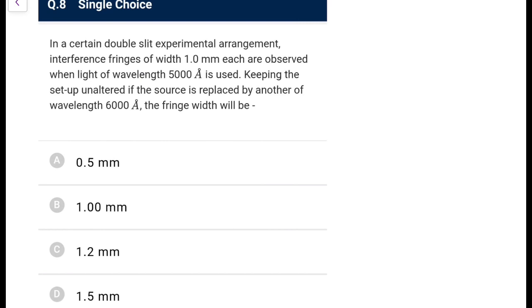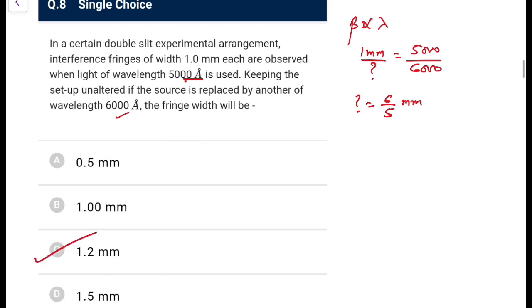Next one, in a certain double slit experiment arrangement, interference fringes of width 1 millimeter each are observed when light of wavelength 5000 angstrom is used. Keeping the setup unaltered, if the source is replaced by light of another wavelength, what you know is that fringe width beta is proportional to lambda. So in the first case it is 1 mm, in the second case that would be proportional to lambda, so that would be 5000 by 6000. So the question mark value would be 6 by 5 mm, and 6 by 5 mm you can write as 1.2 mm. That's an easy one for you.